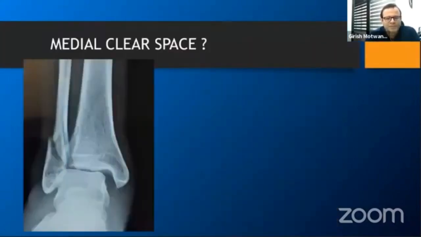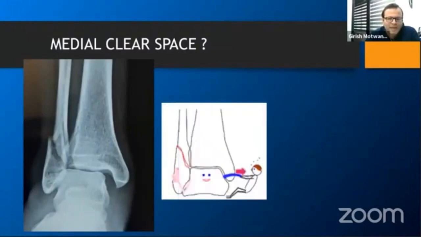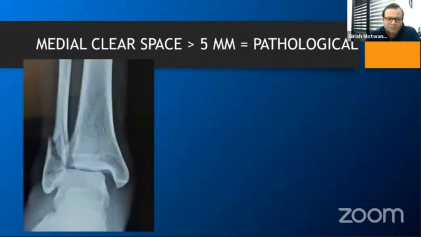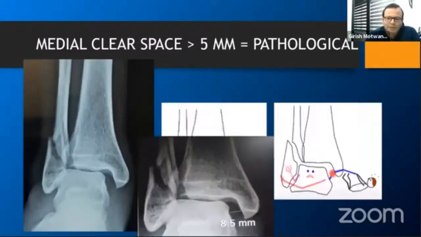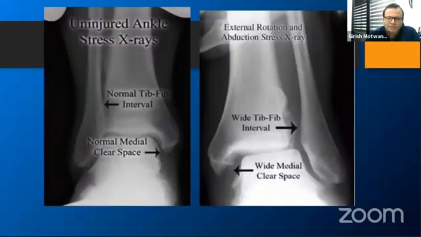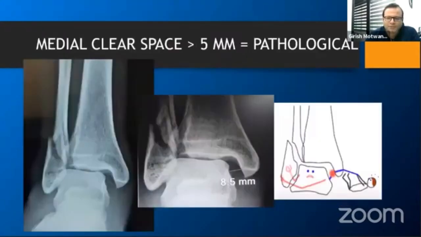The medial clear space in the ankle is again a very important clear space. As you can see here, the talus is subluxated laterally, and we are all aware that as long as the deltoid pull is there on the medial talus, it doesn't allow even 1 millimeter of shift to the lateral side. Any value more than 5 mm is pathological, and you can look here that it is 8.5, which suggests a deltoid ligament injury, and you can assess the severity of the injury.